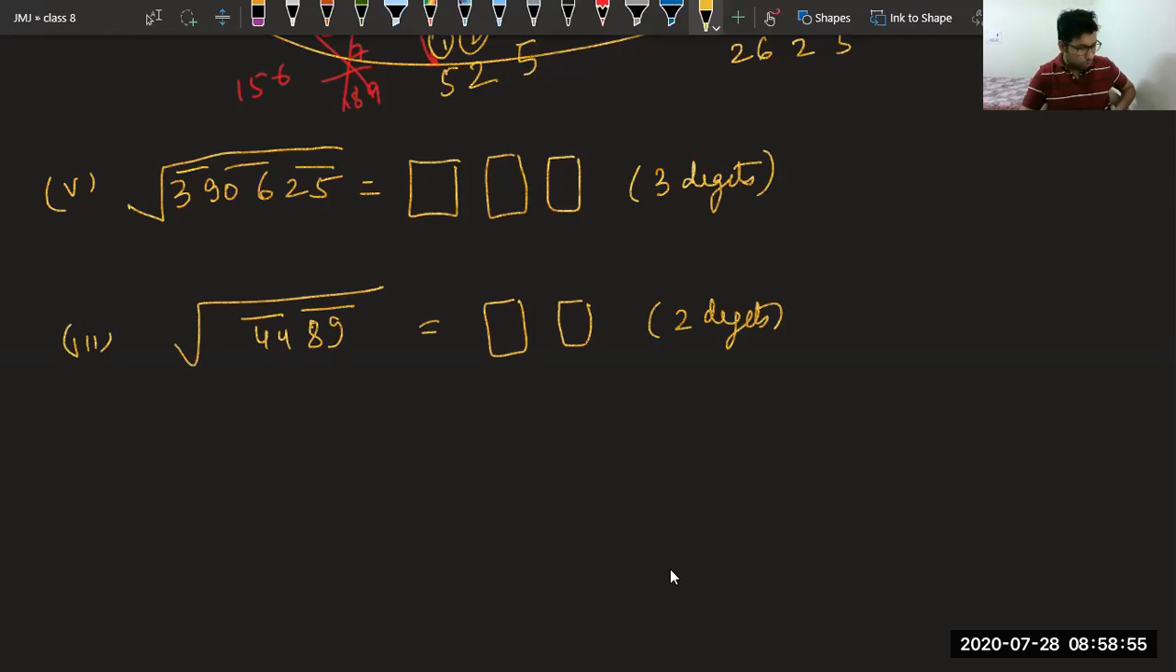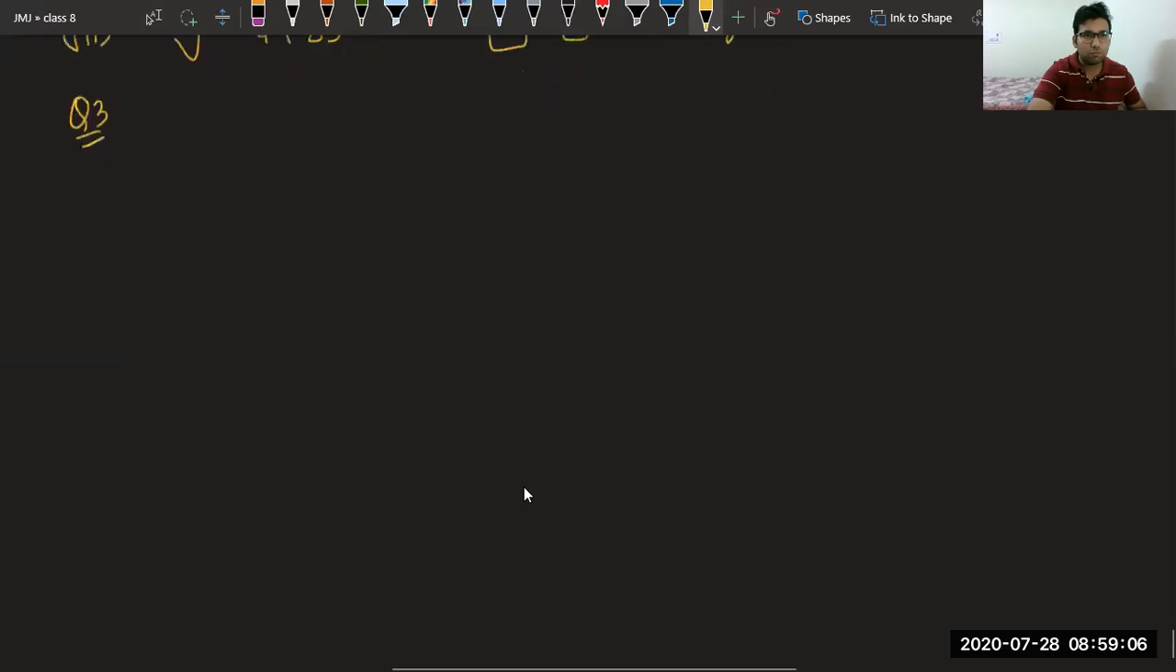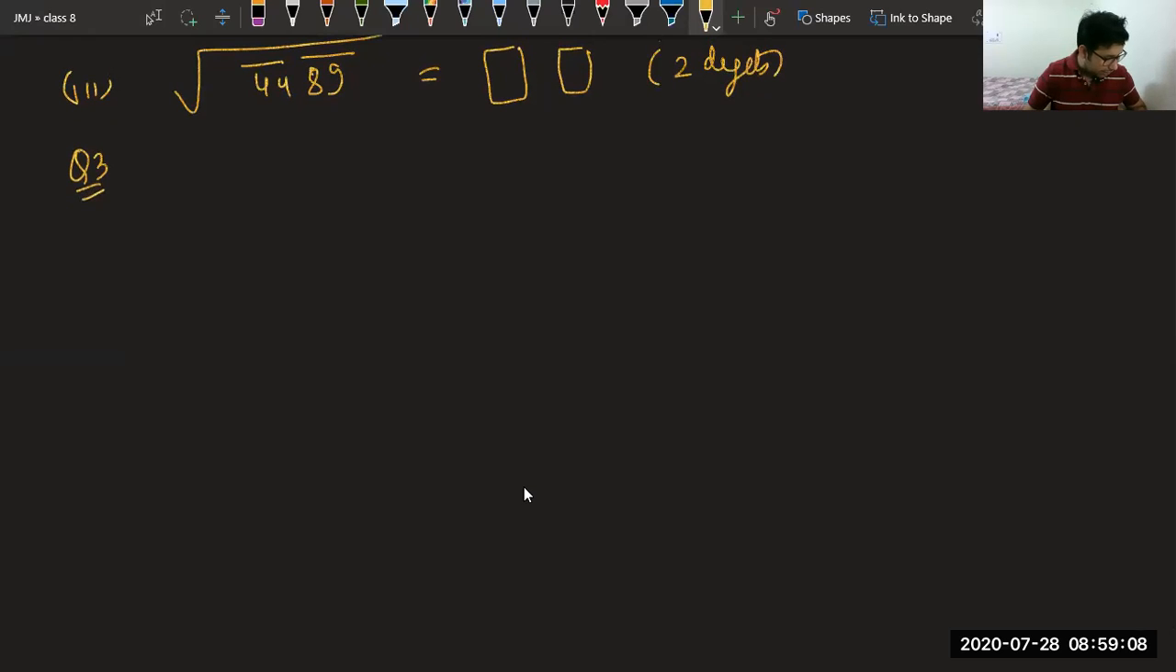Now question number 3. Let's see question number 3 also, decimal numbers. Question number 3, let us take third part, 51.84.